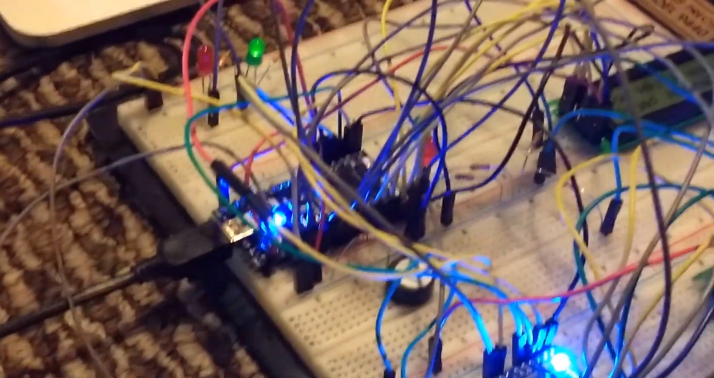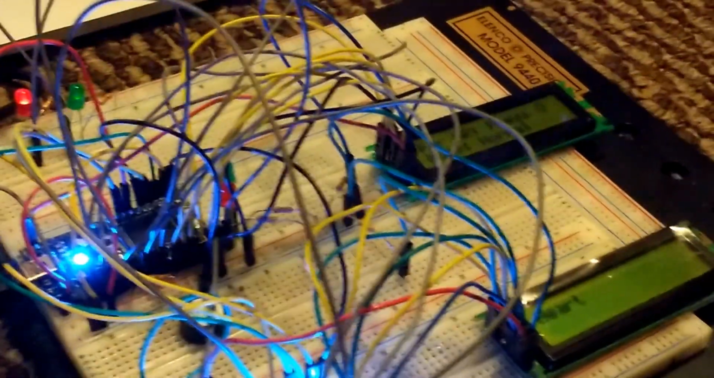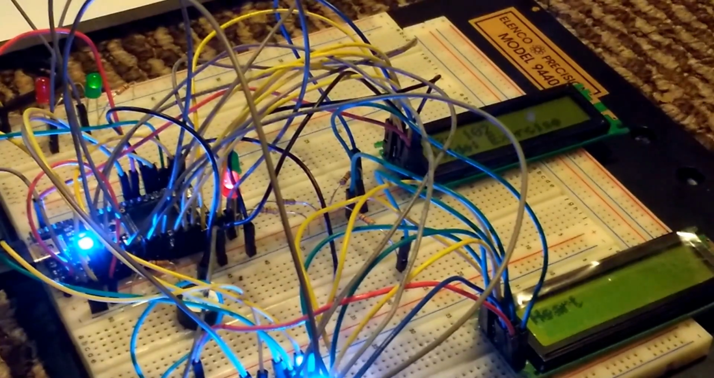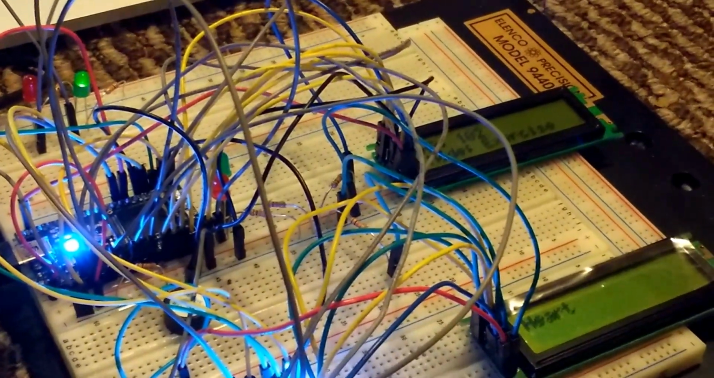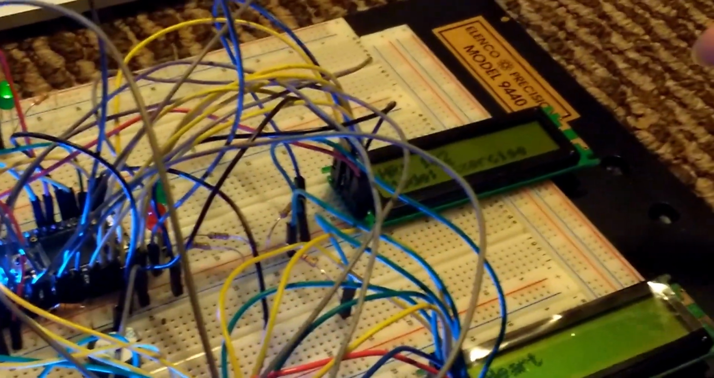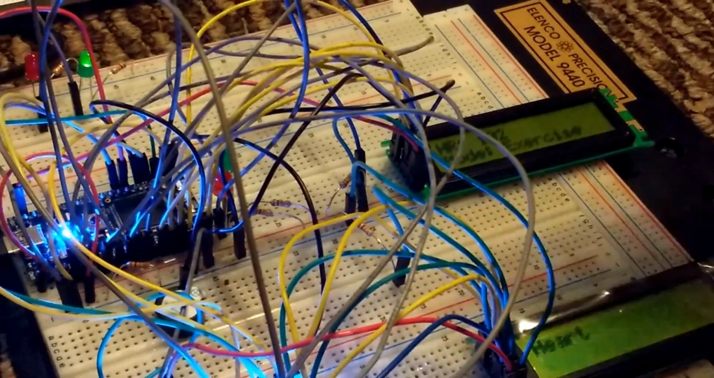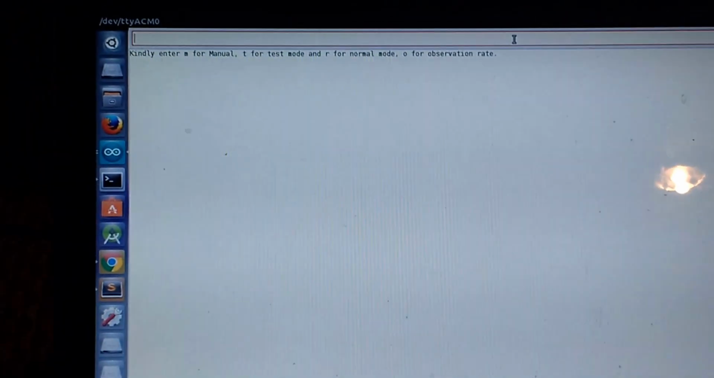Now if you look at the LCD after 10 seconds, it will display the current heart rate that the pacemaker is calculating, and it is calculated to be 102. This heart rate is the number of pulses per minute, which is calculated by the pacemaker by taking an average over 10 seconds.